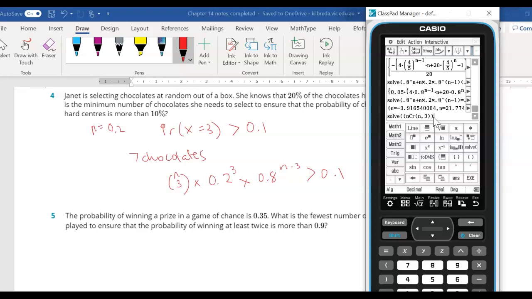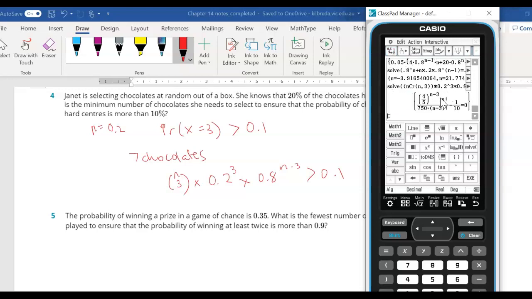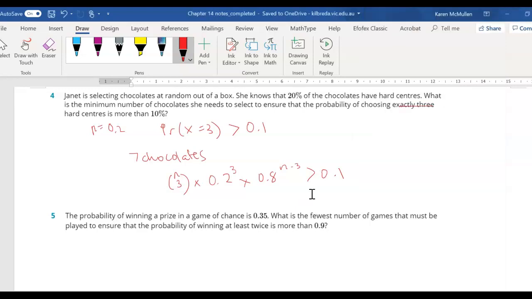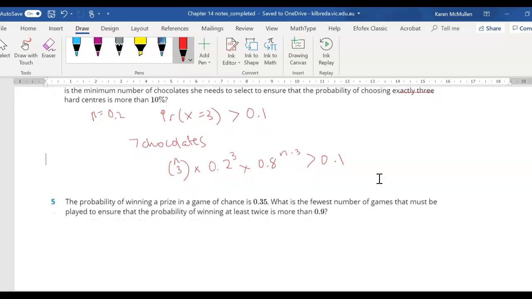Okay, so times 0.2 to the power of 3 times 0.8 to the power of n minus 3, and I'm going to use equals 0.1 comma n. Let's see if it works for us. It's got it in terms of factorial. Let's just see if we can, yeah, it's got the factorial in there, which is a bit annoying. Okay, so a question like this, you would just do graphically on the table, like I just showed you.